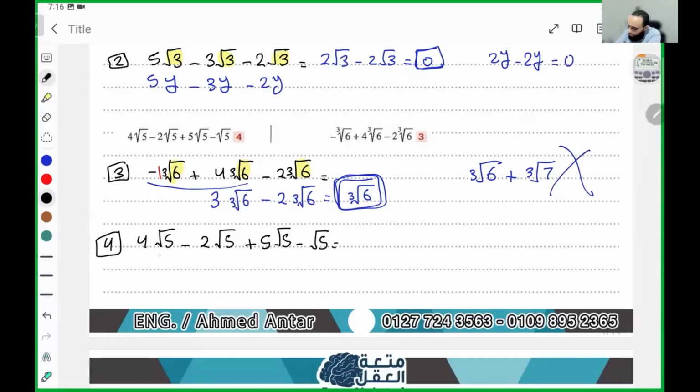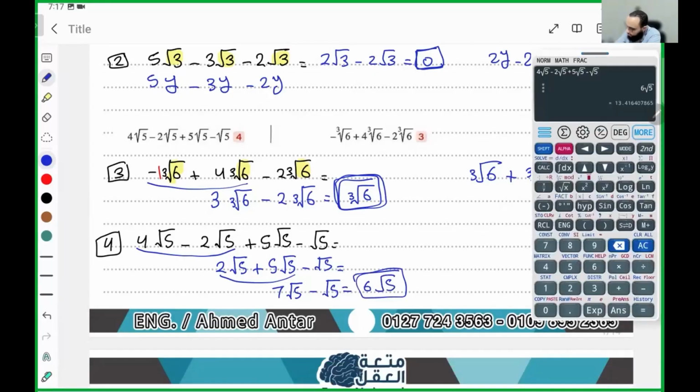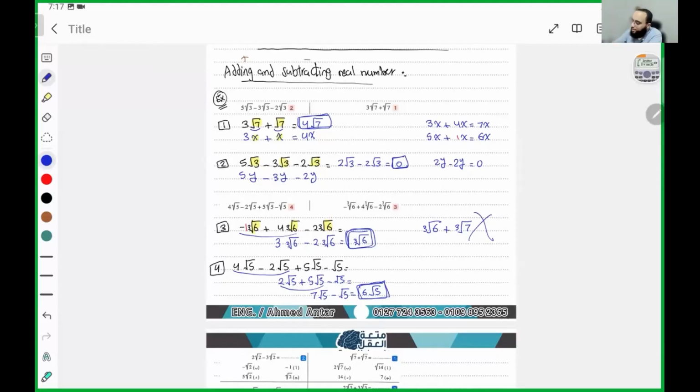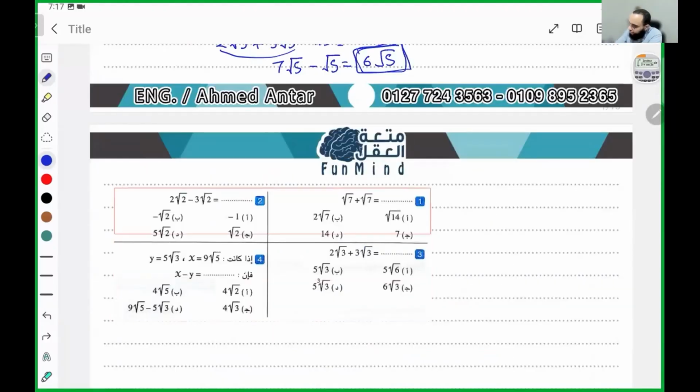Let's do it with our mind. 4 root 5 minus 2 root 5 is going to be 2 root 5, plus 5 root 5 minus 1 root 5. 2 plus 5 is 7 root 5 minus 1 root 5, 6 root 5. This is the answer that we got in the calculator before. Is it correct? Yes. Any problem? No. Thanks.